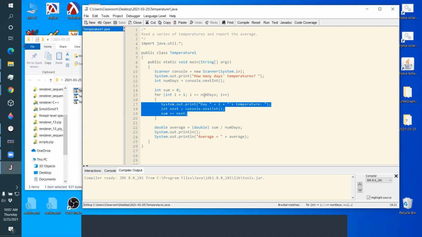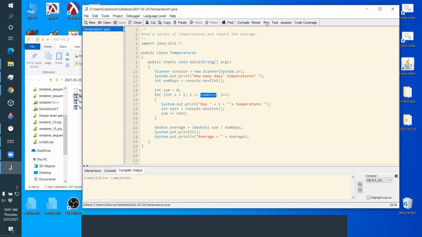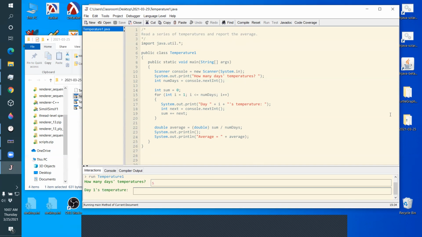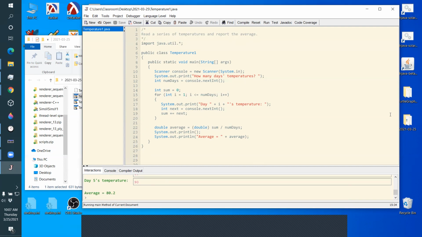Then when I've done this many inputs from the user, there shouldn't be any more. So I just stop asking and I tell them their average. Okay, so if you compile and run this, I'm going to give 5 days of numbers. The first temperature I'll say is 77. Then the next day was 89, and the next day was 57. Then it was 88, and then 90. Okay, and the average was 80.2.